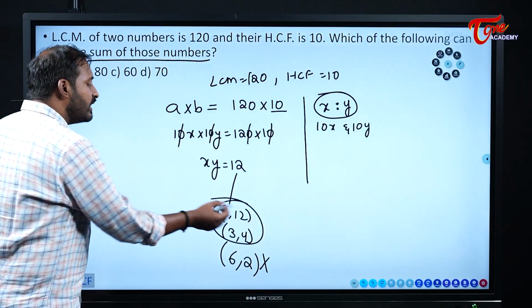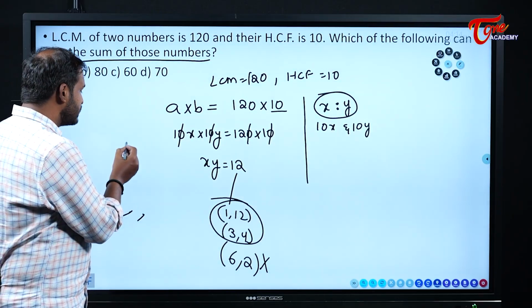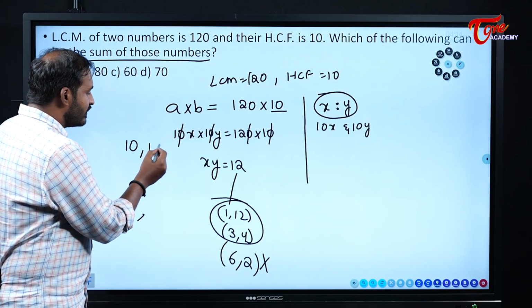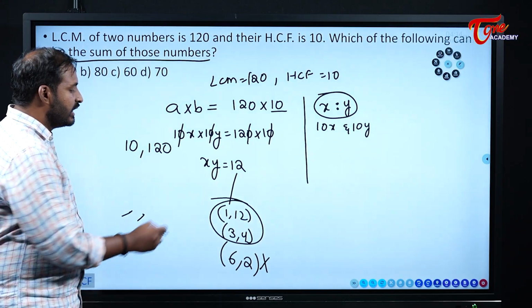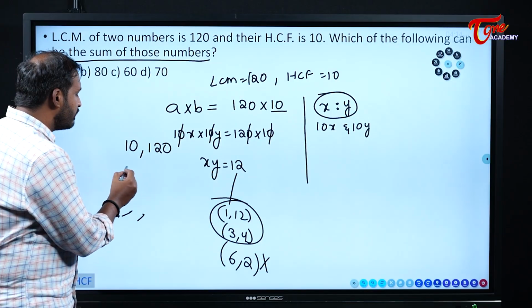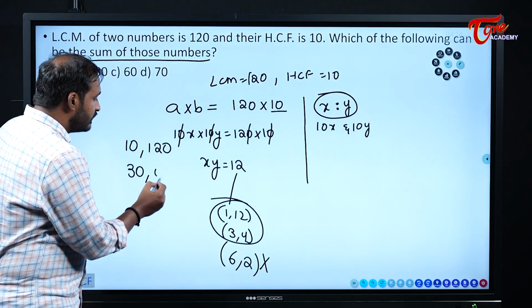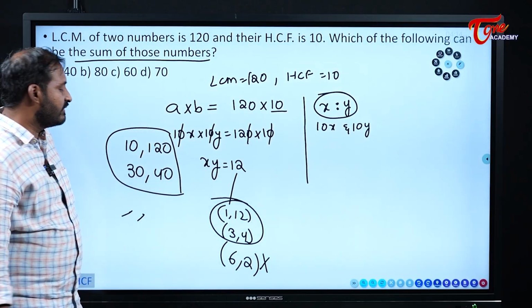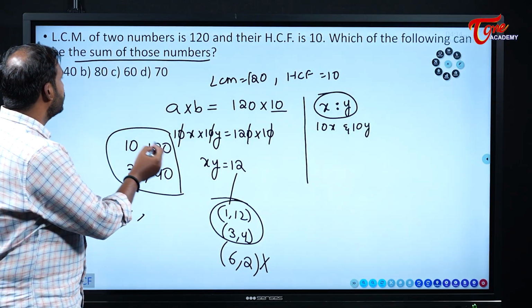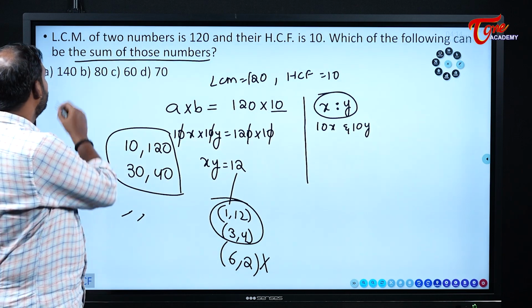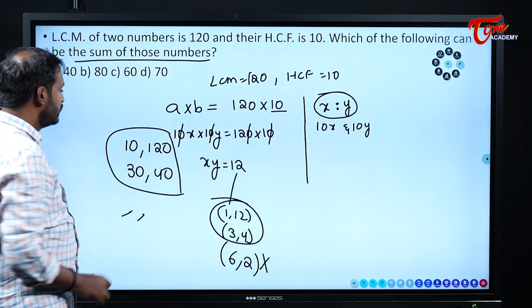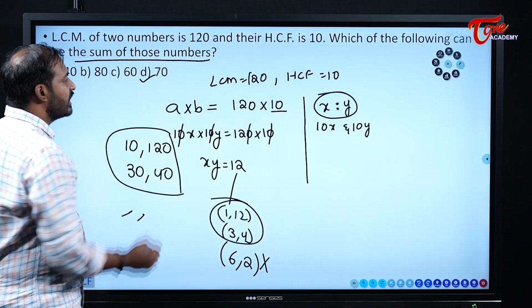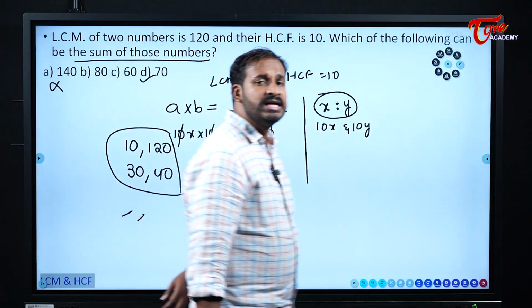So if I take 1 and 12, what will be our answers? One will be 10 and the other one will be 120. And if you take 3 and 4, our two numbers will become what? 30 and 40. Why? Because 10x and 10y, right? So 10 plus 120 is 130. Do we have 130 in the options? No. 30 plus 40, what is it? 70. We have 70 in the options, so our answer here is 70.